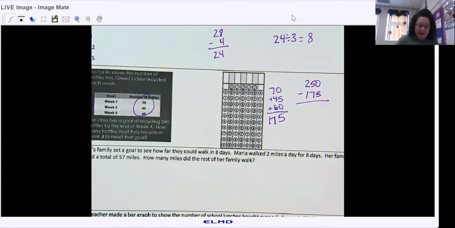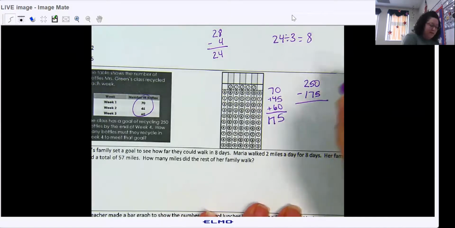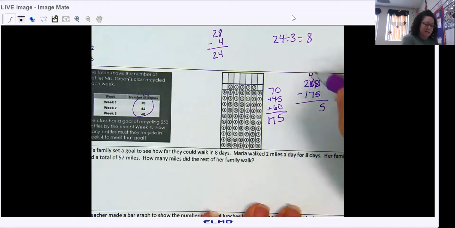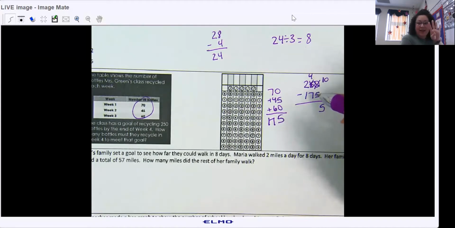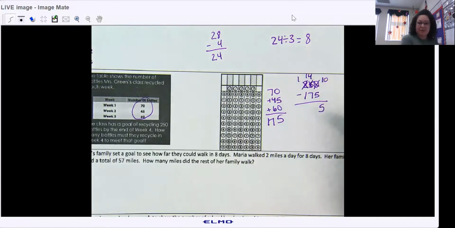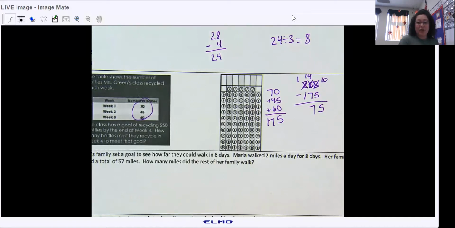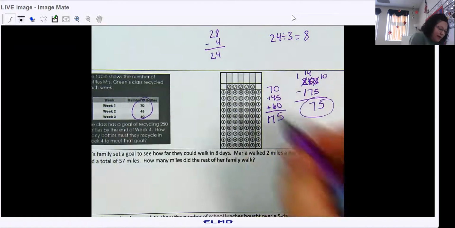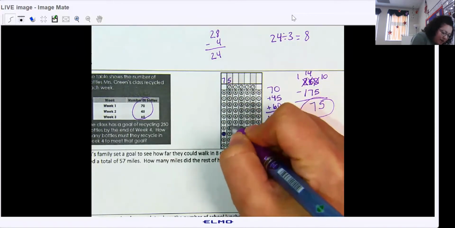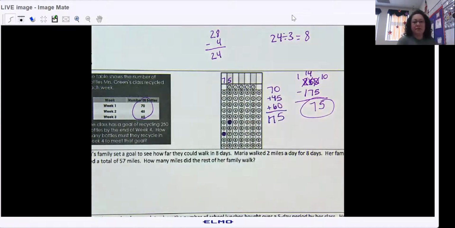Go ahead and start solving that. We should know, add 0, can't take 5 away. Go next door, get 10 more. I have 4, I can't take 7 away, I can't take 7 fingers away. So I have to go next door, get 10 more. So week 4, they need a total of 75, okay? And remember how we did that, 75 up there, color in 7, color in our 5.